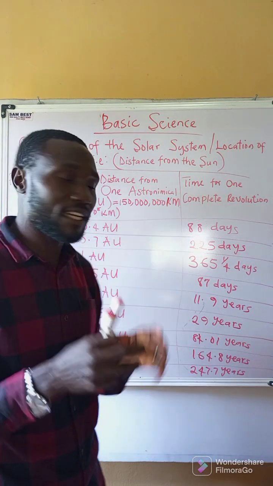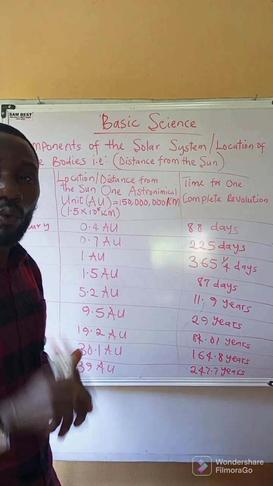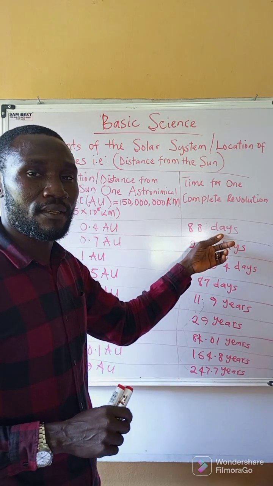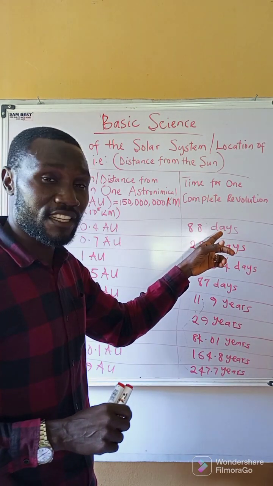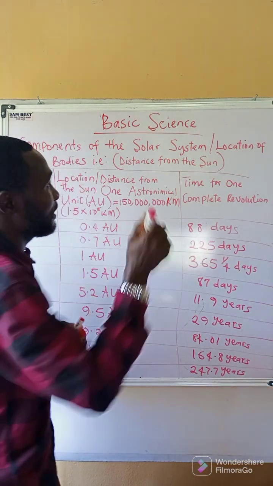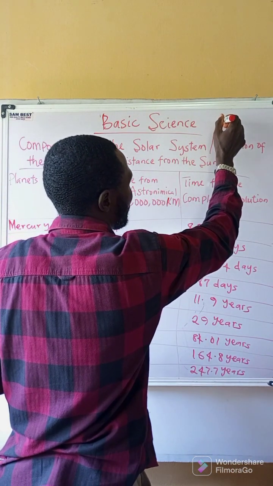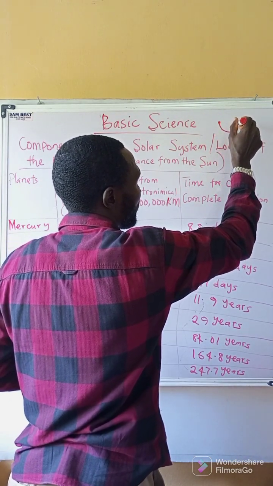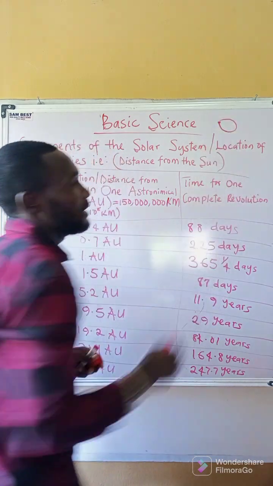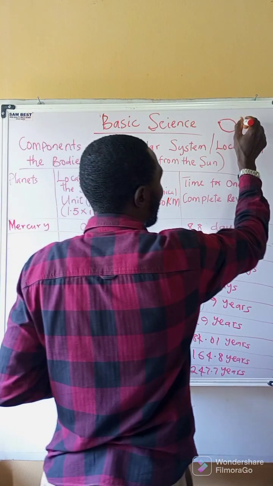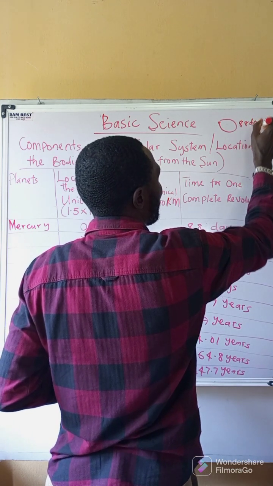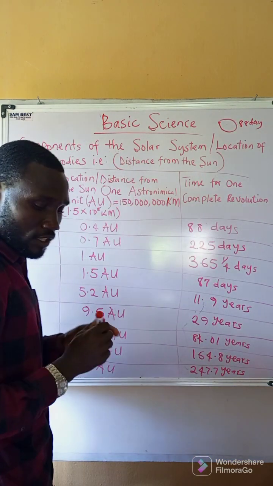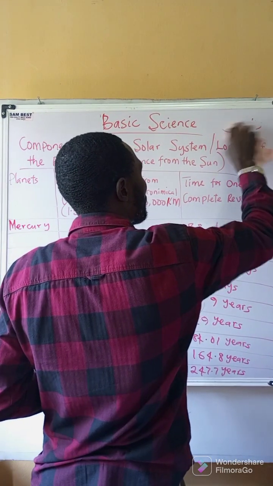Then how many days does it take to complete one revolution? It takes 88 days. Let me just use here. This is the starting point, for example. Before it rotates from here and gets back to that same point, how many days does it take? 88 days before it will rotate back to this point to complete one revolution.